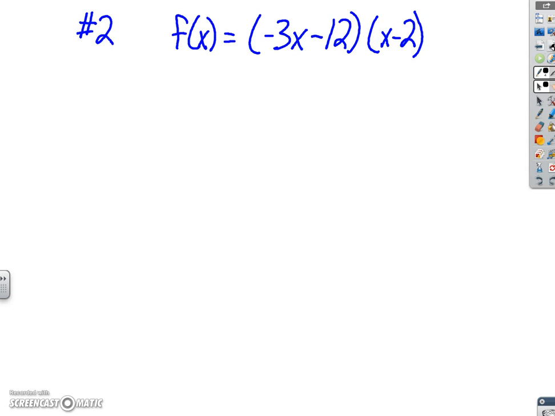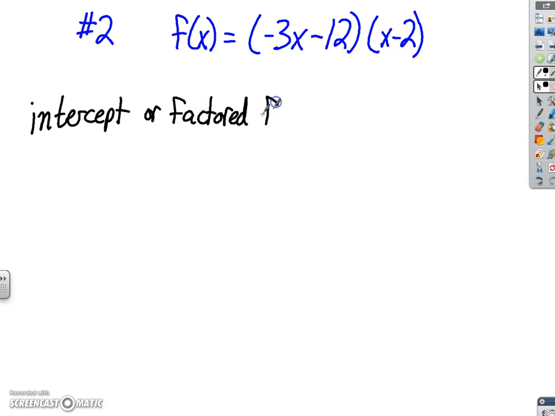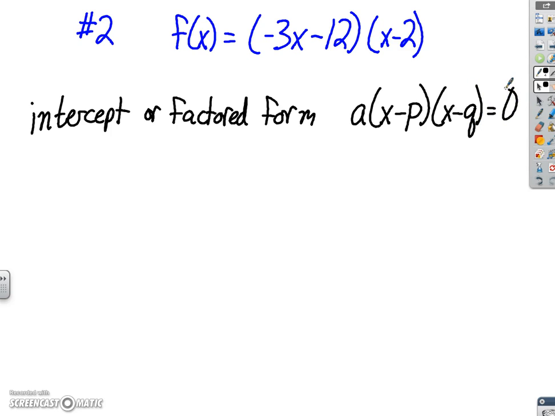Let's look on to the next one. You may want to pause me right now and take a look at this one, decide what form it's in, or if it's in a form, and then go from there. On close inspection, the first thing we see is that this thing is in intercept or factored form. Intercept form should look like a times x minus p times x minus q equals 0, or equals y, or equals f of x.